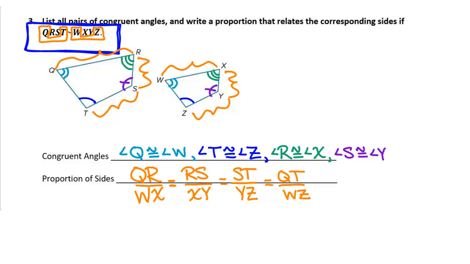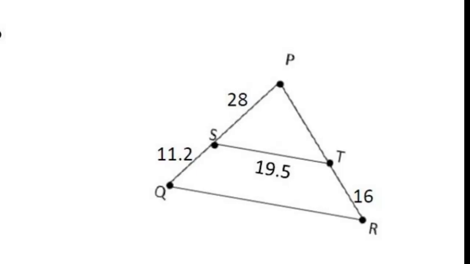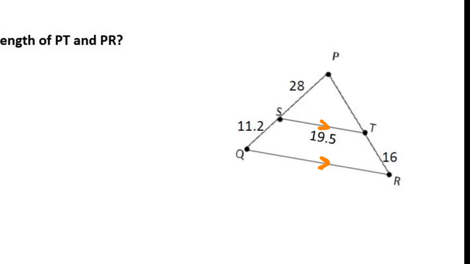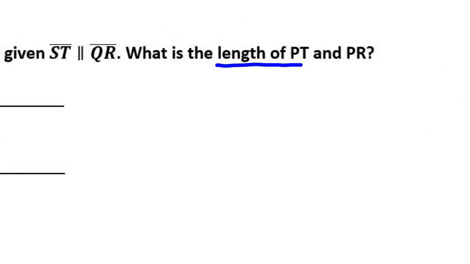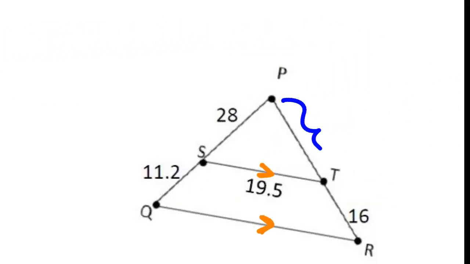Yes. Number 7, absolutely. We are told that ST is parallel to QR. There are, at a minimum, 3 correct ways that you could set this up. They want us to find the length of PT and the length of PR. I'm going to find PT first. Since I don't know how big it is, I'm going to call that my X.